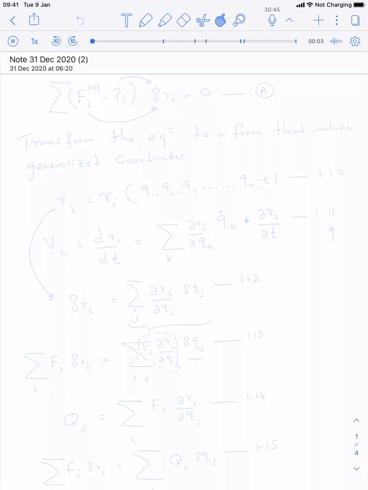In this section we will learn how to derive Lagrange equations using D'Alembert's principle, and as we discussed last time, D'Alembert's principle can be written as the sum over i of (Fi minus Pi dot) times delta Ri equals 0, and let me name this as equation A.